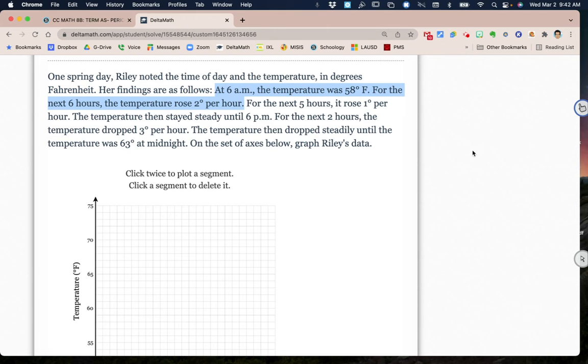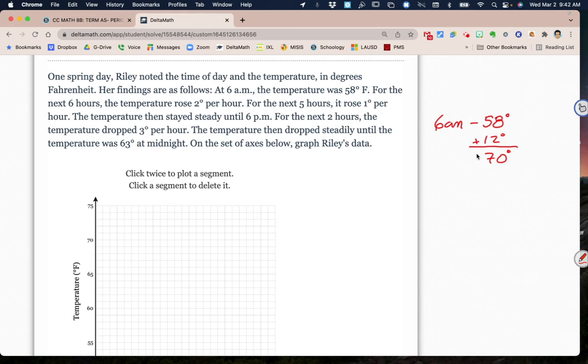So we're going to start at 6 a.m. Let me just write that down. At 6 a.m., it's 58 degrees. And then we're going to add 12 degrees. So that would make it a total of what, 70? Now, when it's 70 degrees, what time is it going to be?